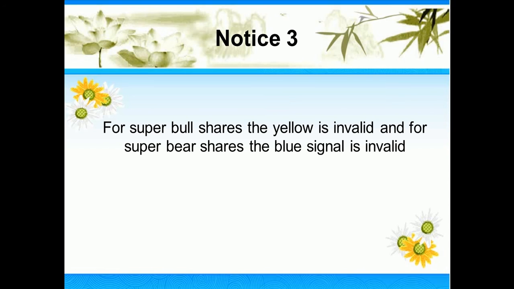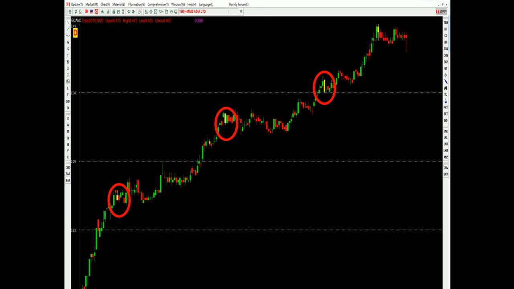The notice 3. For super blue bull shares, the yellow is invalid, and for super bear shares, the blue signal is invalid. What's that meaning? If you see the share is strong, right? But you can use the method I just taught you to judge, okay, to avoid. So we can see this one. This is the uptrend, right? The share is super strong, right?